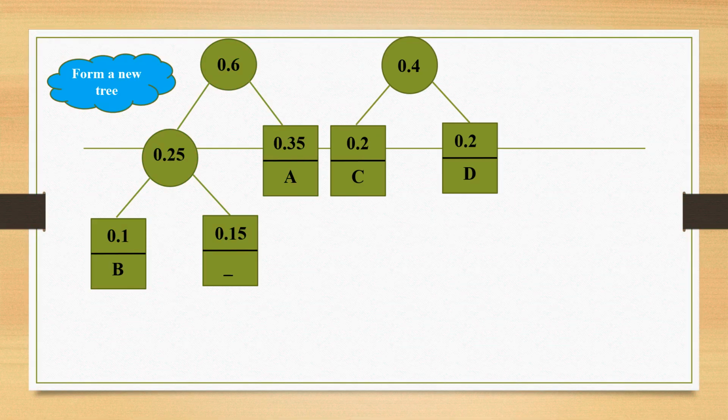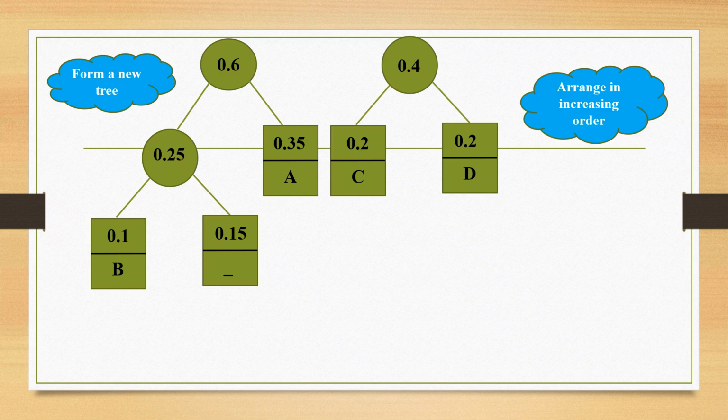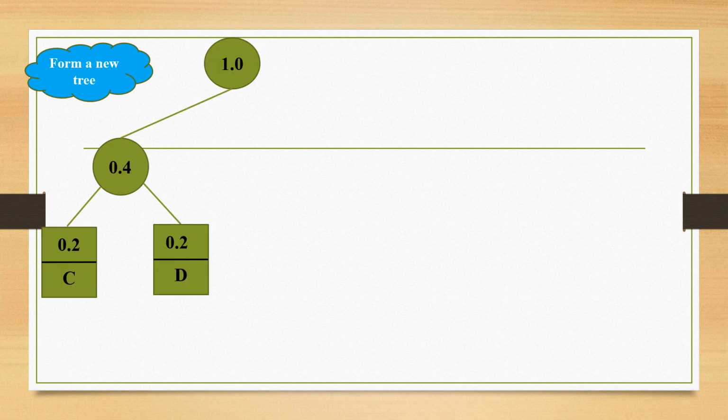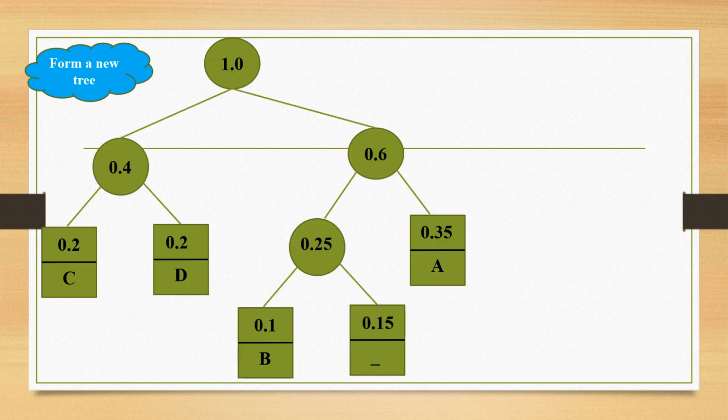Now again I arrange in increasing order and form a new subtree. 0.4 plus 0.6 is 1.0. So this is my new subtree. Finally, I have found a single tree. This is called the Huffman tree.